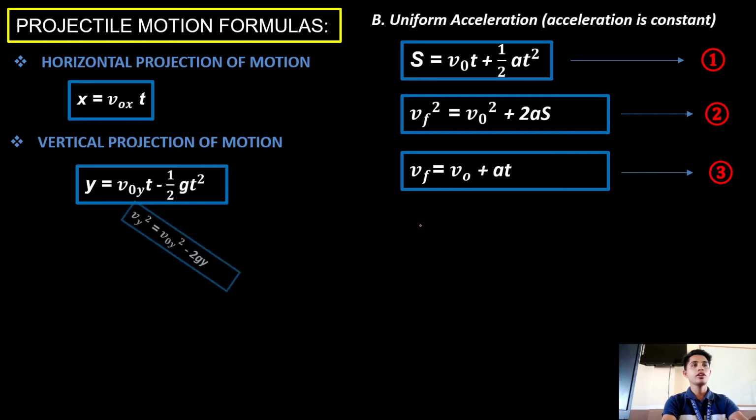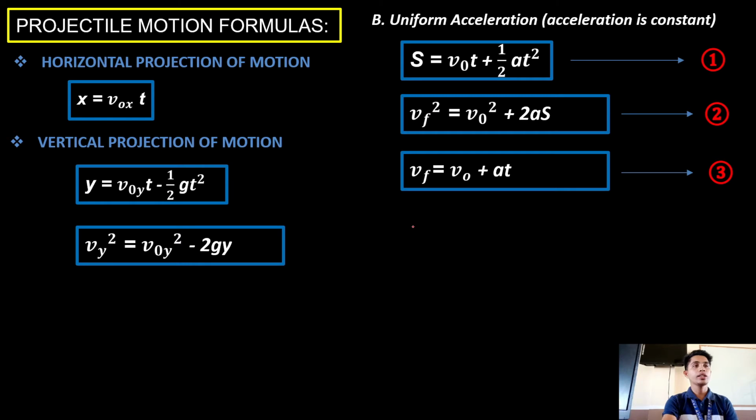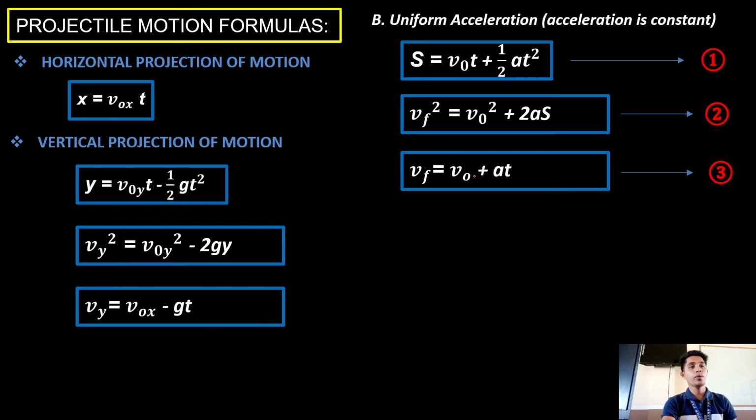O pwede rin, final velocity along y squared is equals to initial velocity along y squared minus 2gy. So pwede rin yan. So s, pinalitan natin ng y. So then yung a, pinalitan natin ng g. So pwede rin final velocity along y is equals to initial velocity along y minus gt.